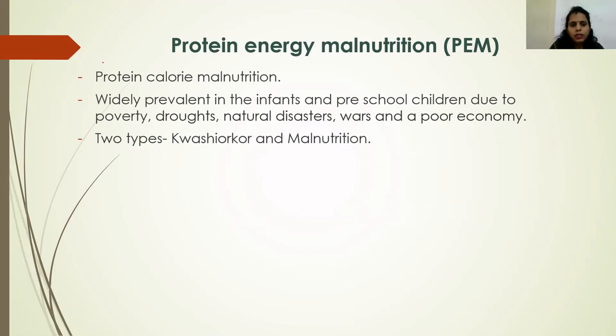Protein energy malnutrition, in short form, can also be called PEM. Another name for protein energy malnutrition is protein calorie malnutrition, because calorie directly or indirectly refers to energy. Before we read in detail about protein energy malnutrition, first let us recall the importance of protein in our food.